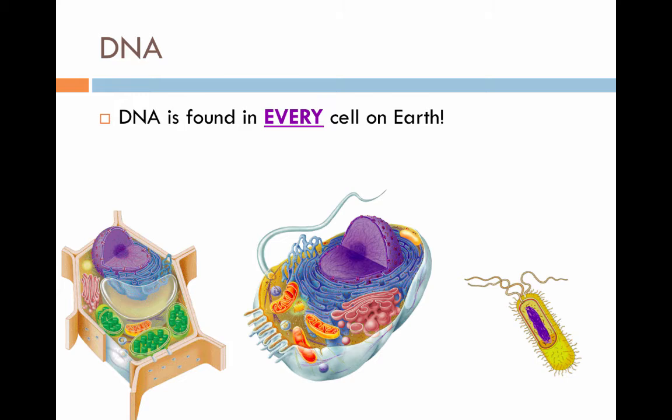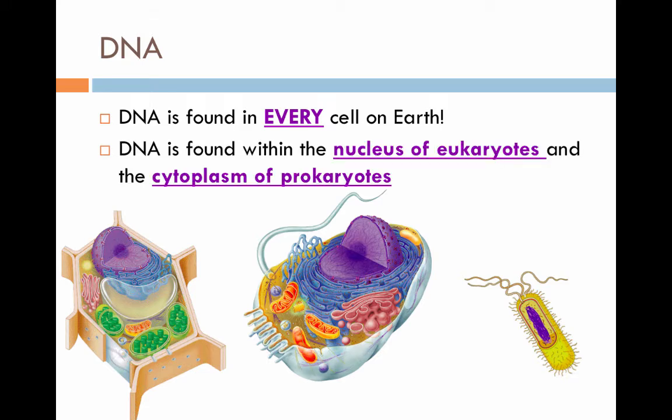DNA is found in every single cell on Earth, from bacteria to amoebas to mushrooms to giraffes. Where is the DNA found? Well, in eukaryotic organisms, it is found in the nucleus, and in prokaryotic organisms, it's found in the cytoplasm. Remember, because prokaryotic organisms do not have a nucleus, therefore the DNA is in the cytoplasm.